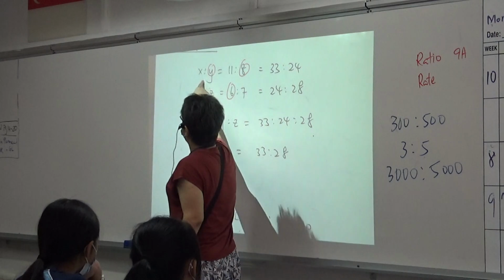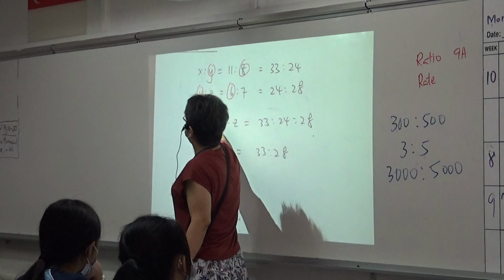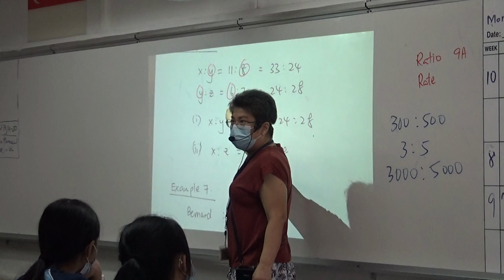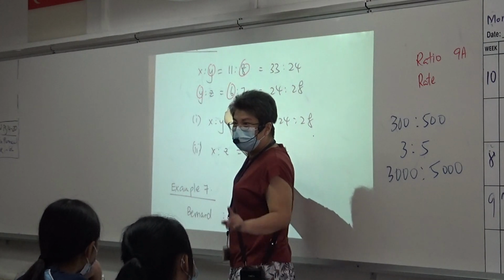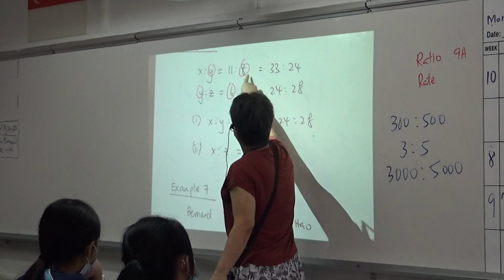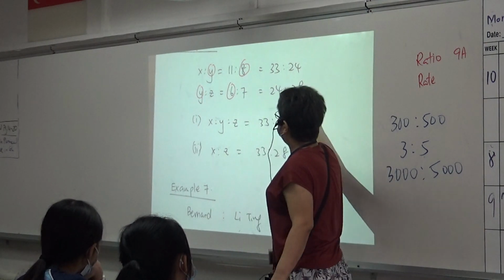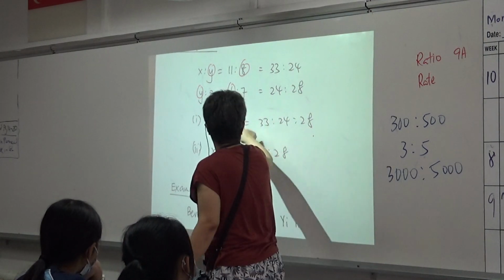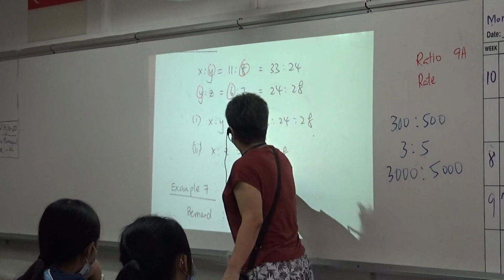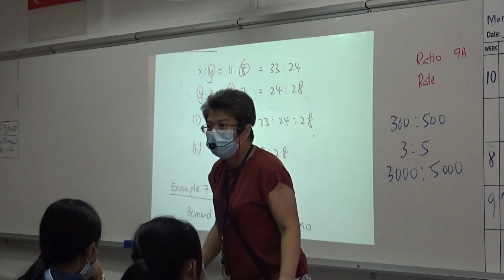Can you see this is x is to y? This is what? Y is to z. Which is the common one? Y. This is 8, this is 6. I can change to what? 48. The smallest one is what? 24. You can also change it to 48, but after that you must reduce to the lowest term. So 24, I will times 3, right? Correct. 24, I must times what? Times 4. So x is to y is to z will be 33 is to 24 is to 28. Can you see? Then what is x is to z? It's just 33 is to 28. Because they are all common already.